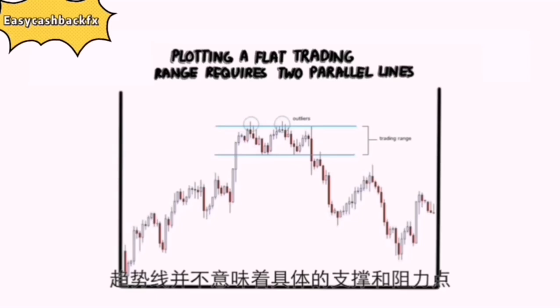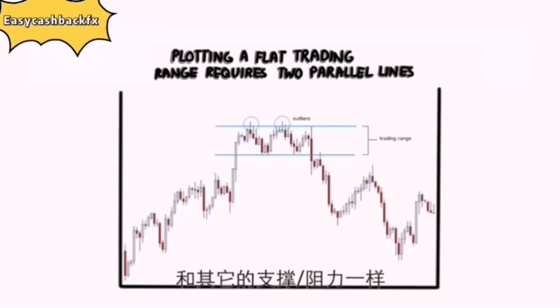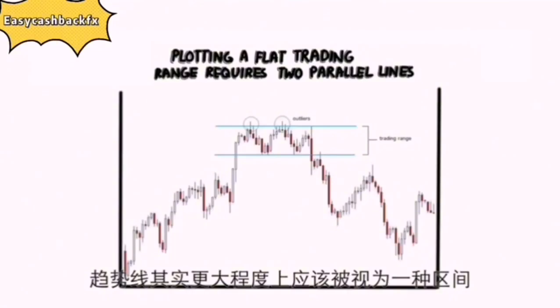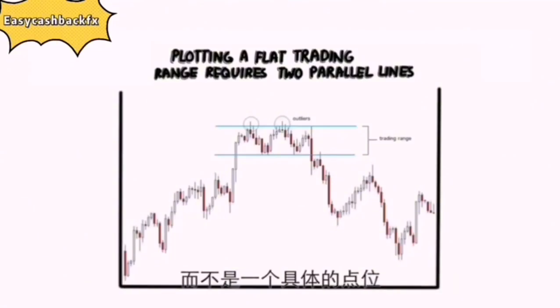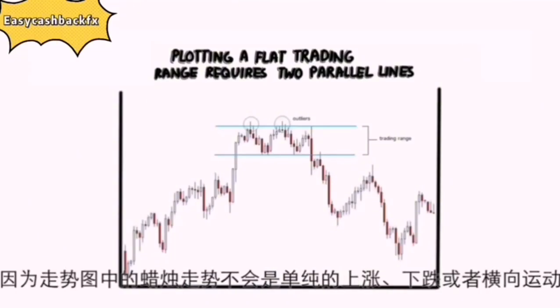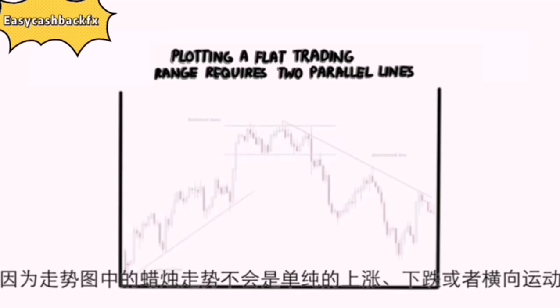Trend lines aren't meant to be exact support and resistance points. As with any other kind of support and resistance, trend lines should be viewed as bands or areas of support and resistance rather than precise points. And candlesticks rarely line up in a straight rising, falling, or flat line.